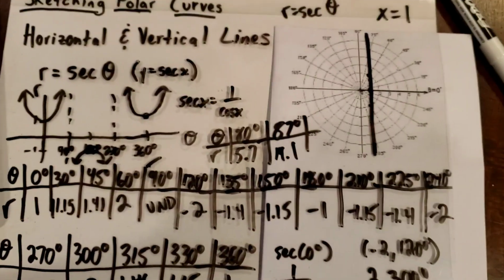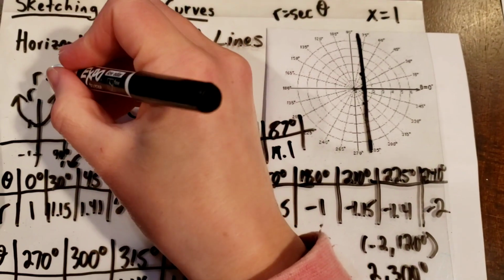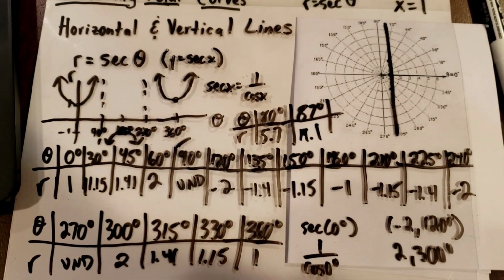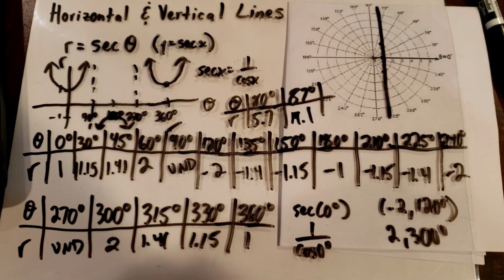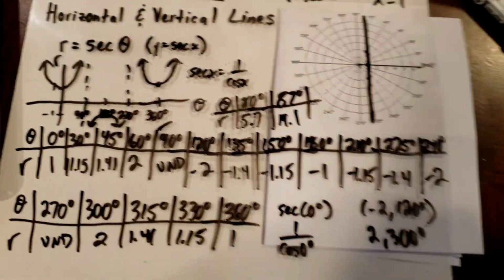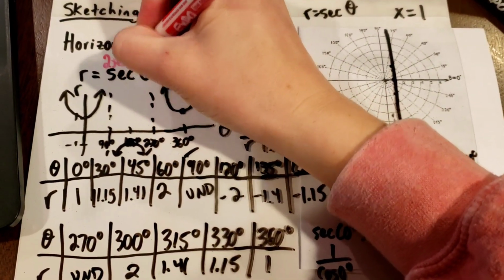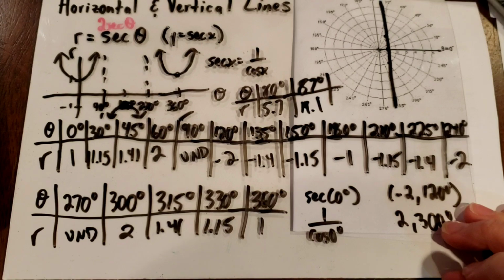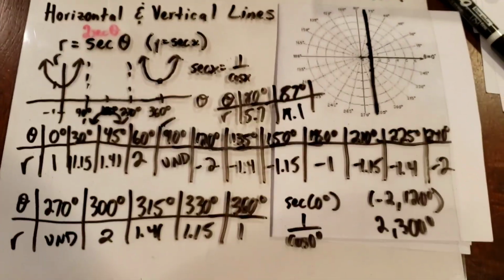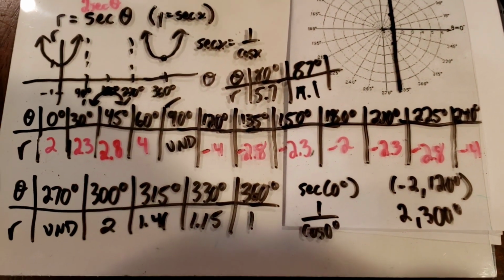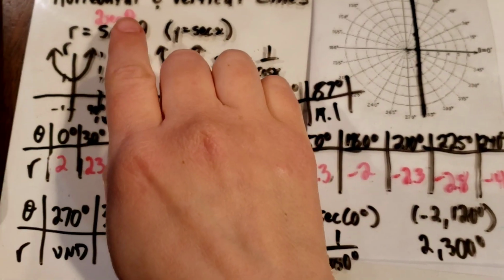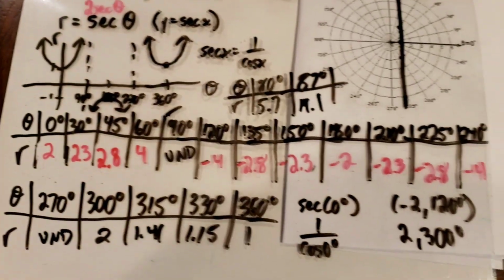So let's think about what would happen if I changed this to r equals 2 secant theta. If I was to do that, change that to r equals 2 secant theta, that means I have to multiply all of these r's by 2. So let's do that. I took the top row, multiplied all of the outputs by 2, because it's saying take whatever you got of secant of theta and multiply what was r by 2 first.